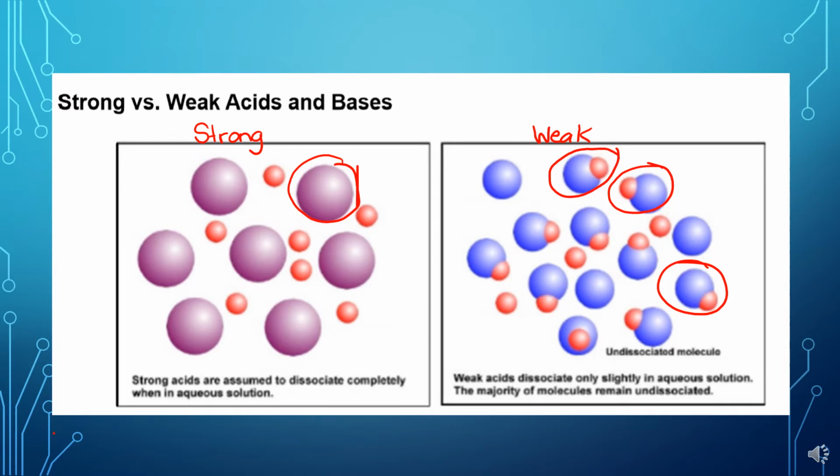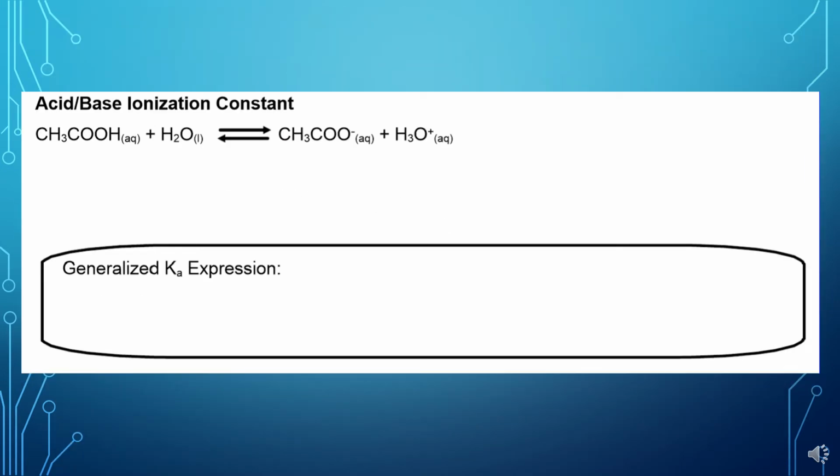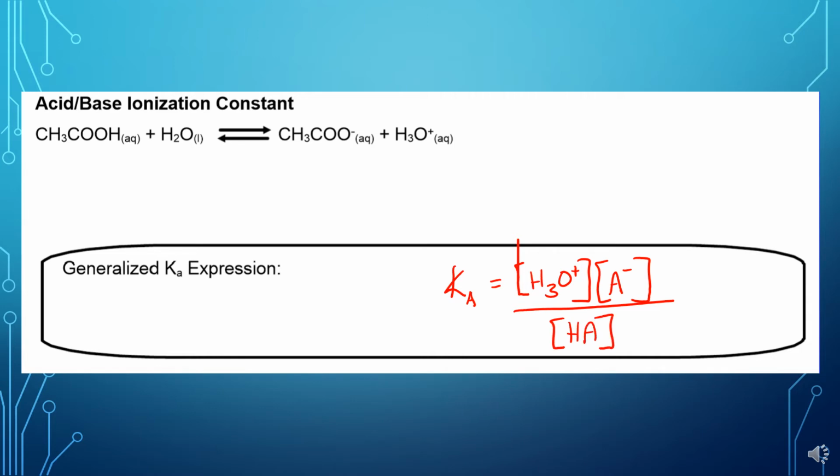So moving on to the next slide, if I can get it to advance. Technical difficulties here. My Ka is going to equal the concentration of hydronium times the conjugate base of that acid times the acid, just like we did up at the beginning there.